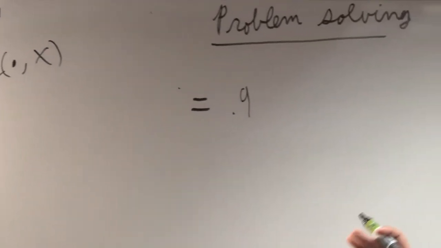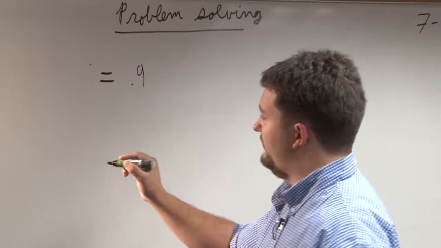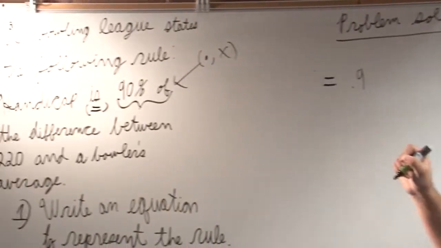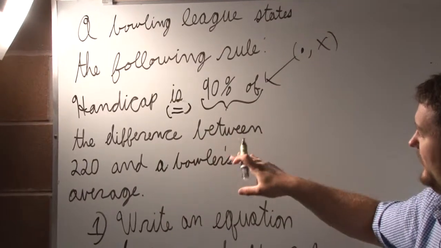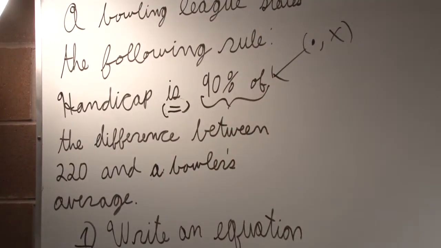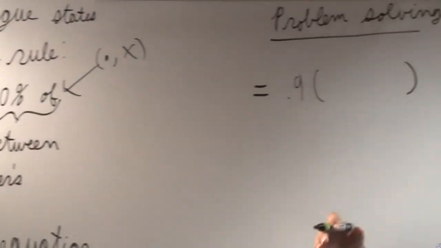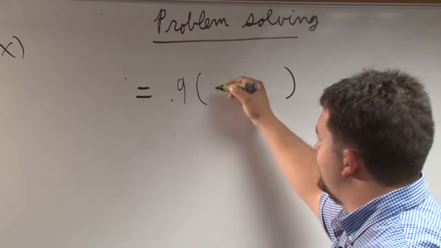90% of the difference between 220 and a bowler's average. So I see difference, but it's not 90 minus anything necessarily. It's more the idea of between: you have to take the difference between 220 and a bowler's average first. So the trick is we have to put parentheses up, because if it's telling us to do the difference and then do 90% of that, we need parentheses.